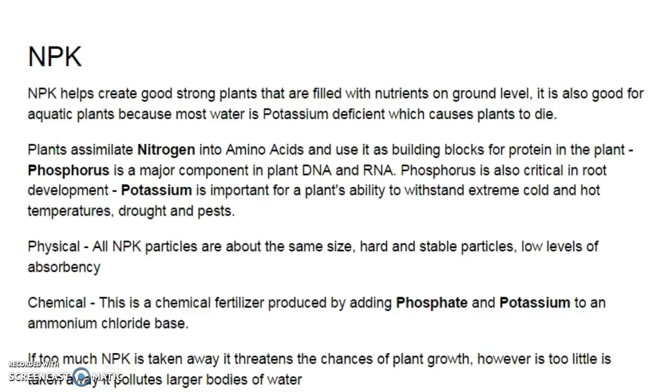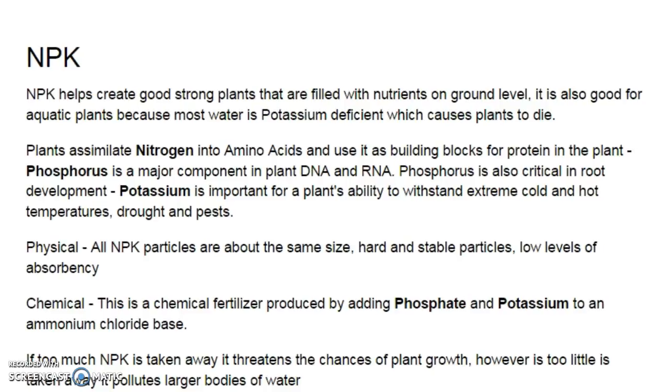What is NPK? Well, NPK helps create good, strong plants that are filled with nutrients on the ground level. It is also good for aquatic plants because most water is potassium deficient, which causes plants to die. Plants assimilate nitrogen into amino acids and use it as building blocks for protein in the plant. Phosphorus is a major component in plant DNA and RNA. Phosphorus is also critical in root development.